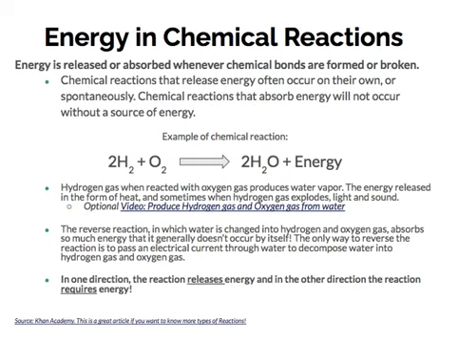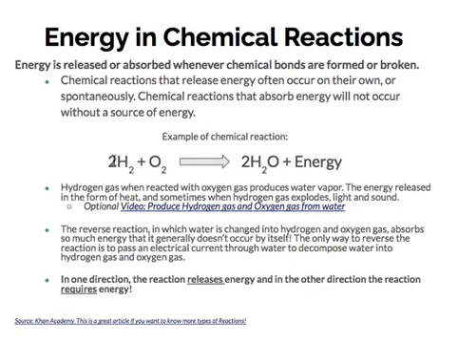Chemical reactions that absorb energy will not occur without a source of energy. So here's another example of a chemical reaction. Okay, we have hydrogen gas and oxygen. They react together to form water, and we get some energy on the product side, meaning energy was released. So this reaction, hydrogen gas, when reacted with oxygen gas, produces water vapor. The energy is released in the form of heat, and sometimes when hydrogen gas explodes, we perceive that as light and sound. So here's a video if you want to watch that reaction.